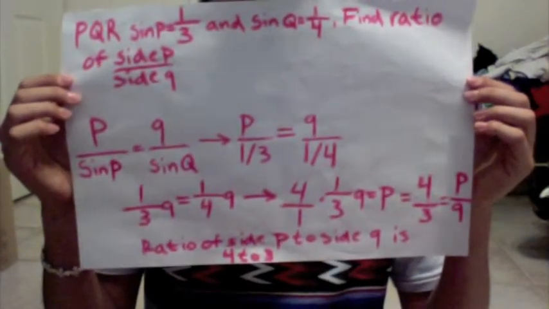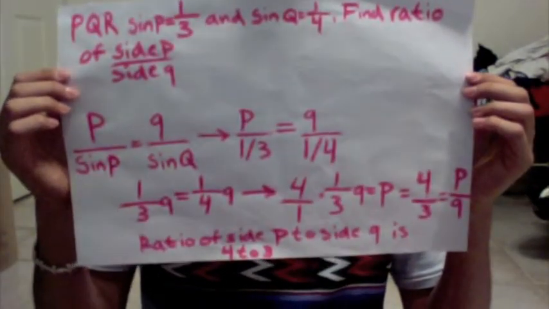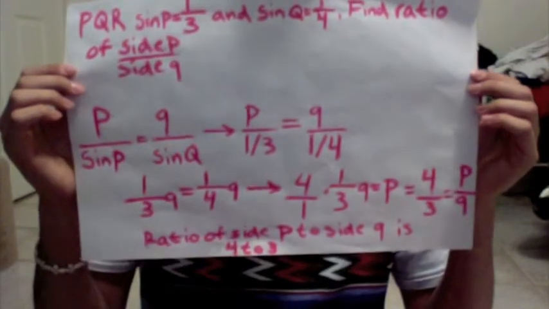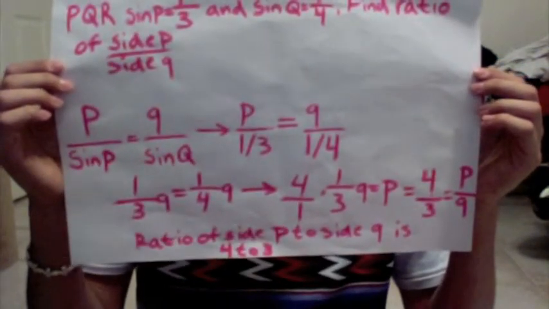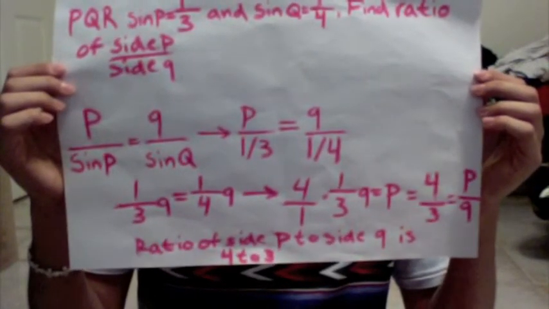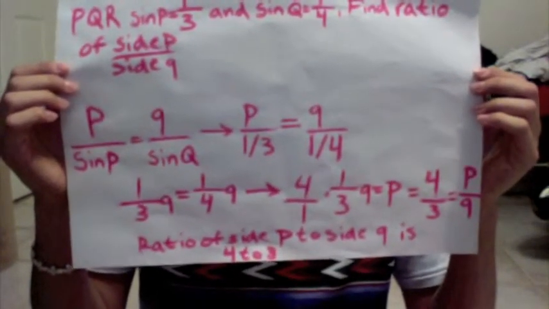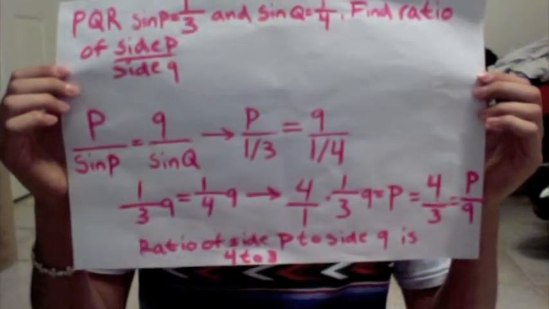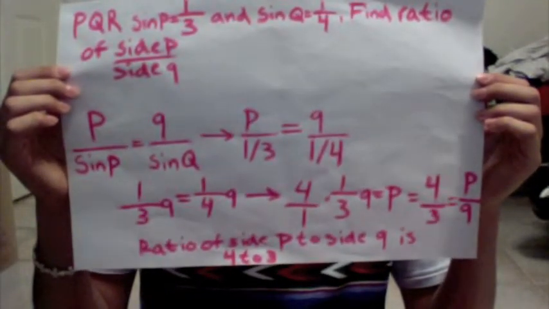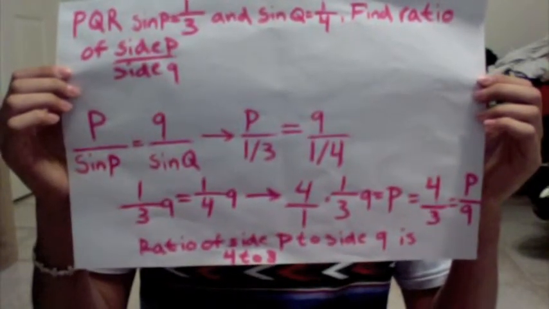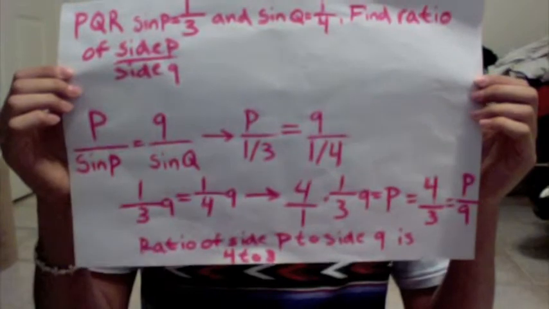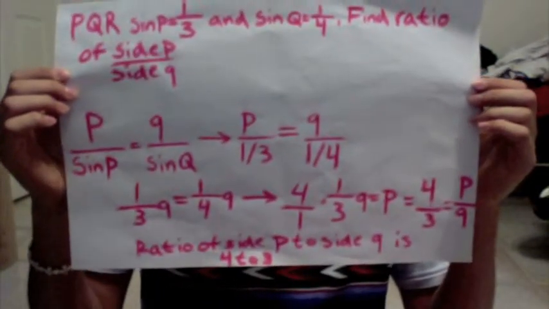Now, let's begin. In triangle PQR, you're given sine P equals 1/3 and sine Q equals 1/4. Now we have to find the ratio of side p to side q. p over sine P equals q over sine Q would then equal p over 1/3 equals q over 1/4. Then you would take the reciprocal, 4 over 1 times 1/3 q, then multiply, and it would equal p over q equals 4 over 3. This is the final answer because the ratio of side p to side q is 4:3.